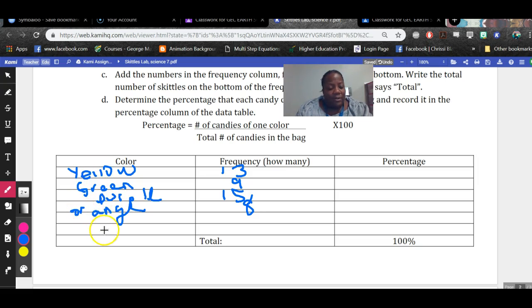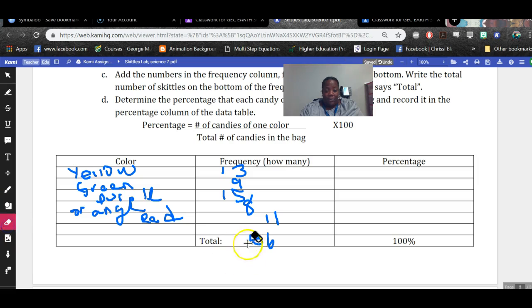And 1, 2, 3, 4. What color am I missing? Red. Let's say that I had 11 red Skittles in the bag. What we're going to do here is add all these up to figure out what your total is. Now remember, your total is going to be different than mine because we all had different bags of Skittles. So I have 13 plus 9 plus 15 plus 8 plus 11, which gives me 56. So my bag of Skittles had 56 altogether.